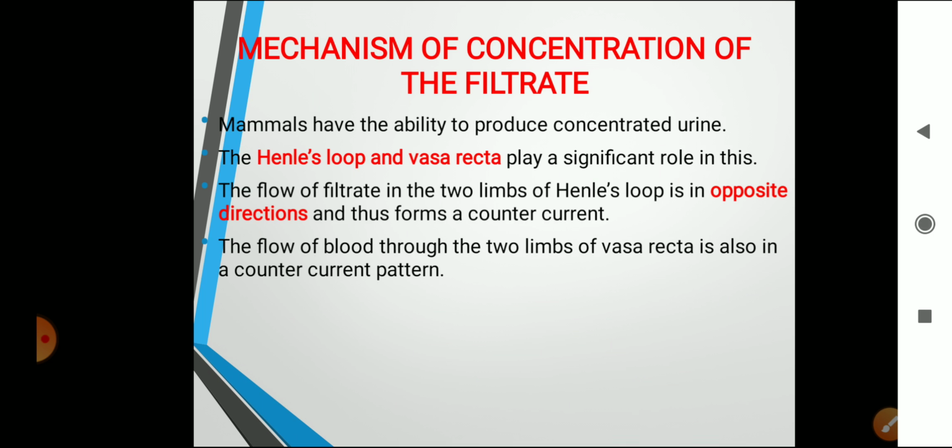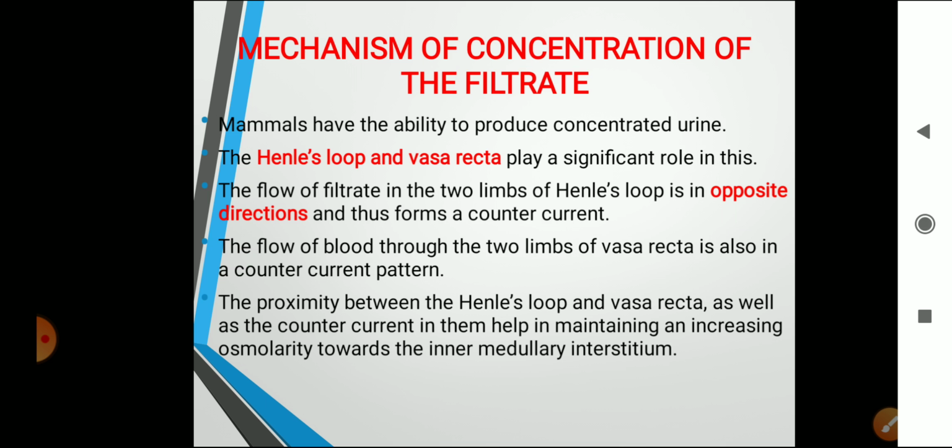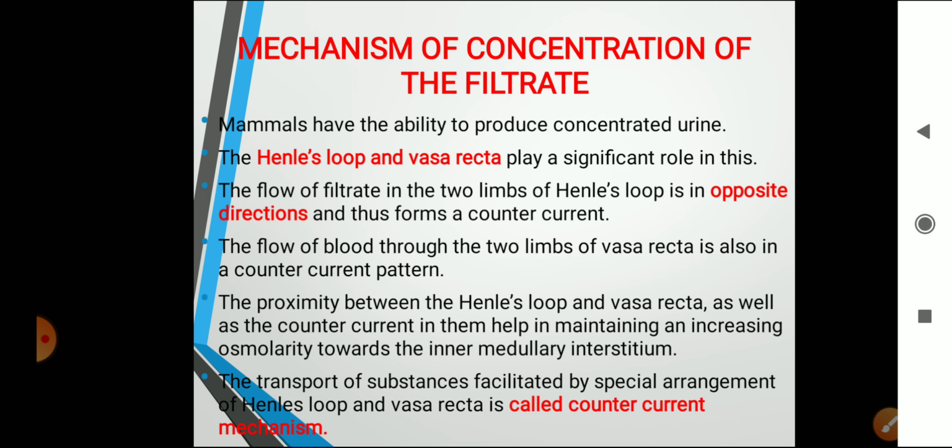The flow of blood through the two limbs of vasa recta is also in a counter current pattern. Vasa recta is the parallel network of capillaries, peritubular capillaries, found around the Henle's loop. The proximity between the Henle's loop and the vasa recta as well as the counter current in them help in maintaining and increasing osmolarity towards the inner medullary interstitium. The transport of substances facilitated by the special arrangement of Henle's loop and vasa recta is called counter current mechanism.